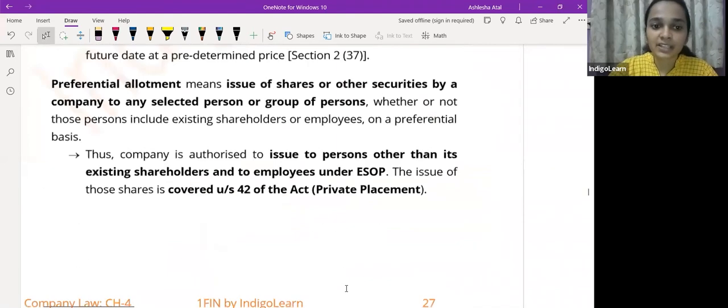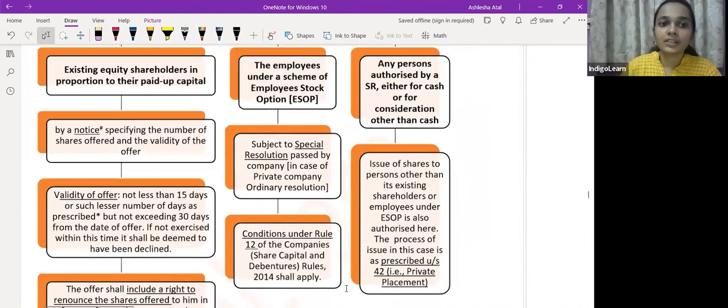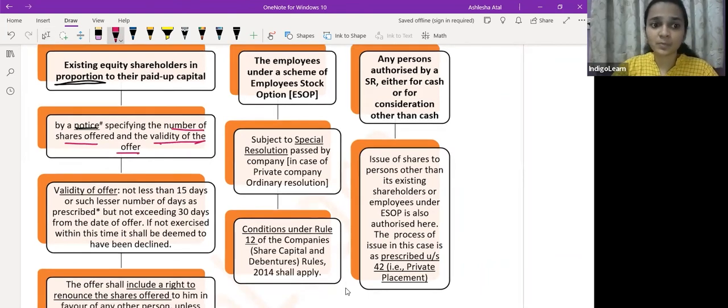अभी rights issue से related rules क्या है? So existing equity shareholders उनको एक proportion में मिलेगा. They have to be given a notice specifying the number of shares which are offered and the validity of the offer, what is the time span for which the offer will remain open.